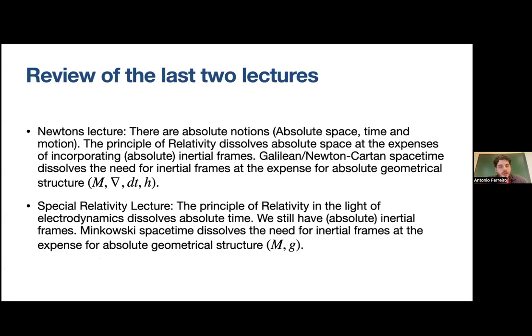Okay, so just a quick summary of both lectures again, in order to really take that for granted. So first lecture, we realized that there are some absolute notions. It all started with Newton's mechanics, and he defined absolute space, absolute time, absolute motion. But then we realized that inherent to this theory, even Newton realized in his different corollaries the principle of relativity, which dissolves the notion of absolute space. And then the way we have it is to incorporate inertial frames, which are also absolute.